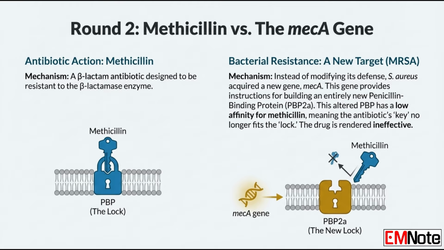A new lock. A new lock. It's often called PBP2A. And the methicillin molecule, our key, simply doesn't fit into this new lock. So the bacteria can just keep building its cell wall, completely ignoring the drug. It's a genetic bypass. An incredible adaptation.